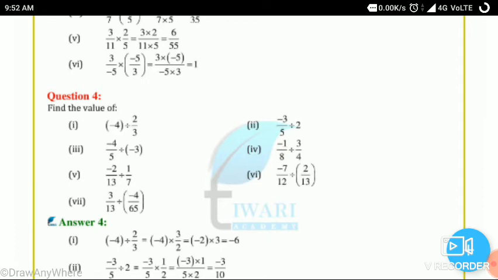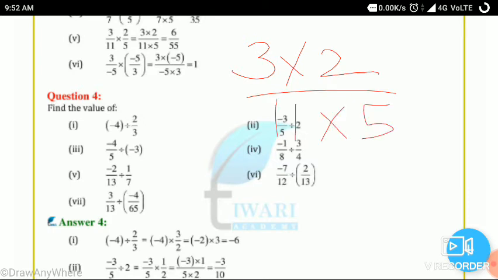Fifth number, 3 upon 11 into 2 upon 5. So 3 into 2, this is the numerator, and 11 multiply 5, the denominator. So 3 2s are 6, and 11 5s are 55. 6 upon 55, this is our answer.